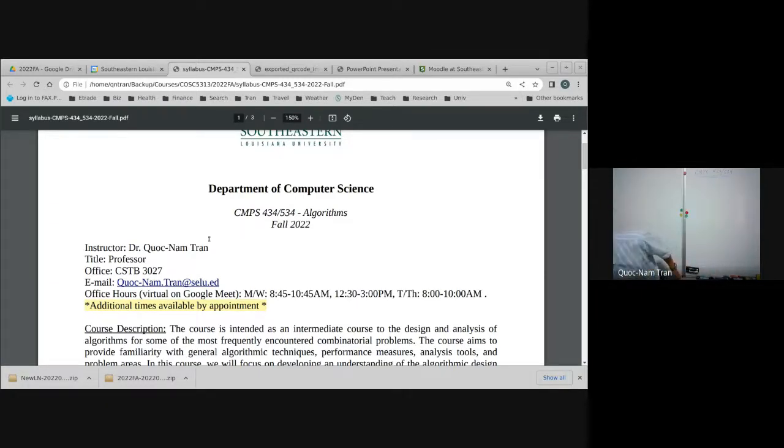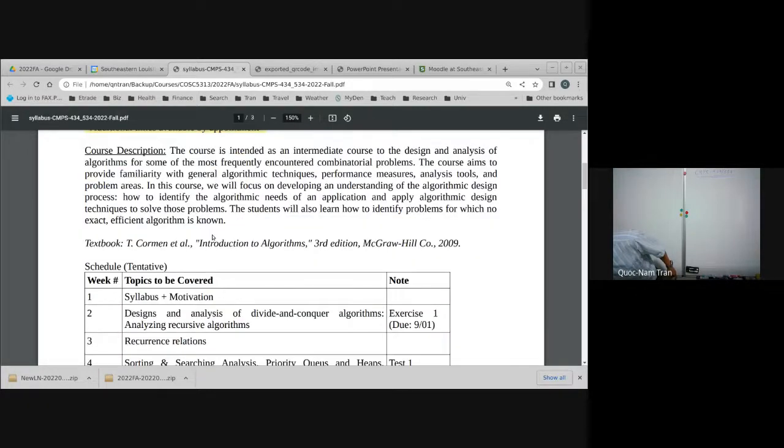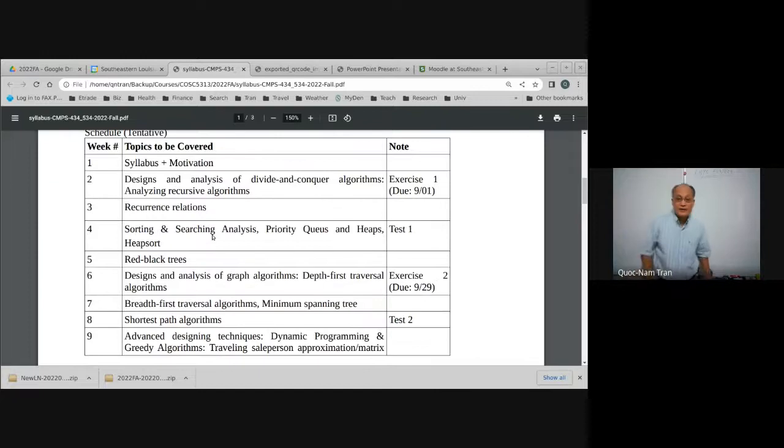So in this class, we will learn some fundamental algorithms, how to design a good fundamental algorithm like sorting. You learn a lot of sorting algorithms, right? Can someone give me some names of sorting algorithms?